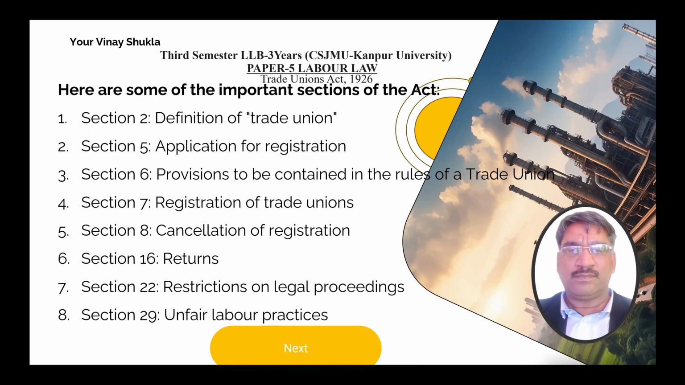Here are some of the important sections of the Act. Section 2: Definition of trade union. Section 5: Application for registration. Section 6: Provisions to be contained in the rules of a trade union. Section 7: Registration of trade unions. Section 8: Cancellation of registration.